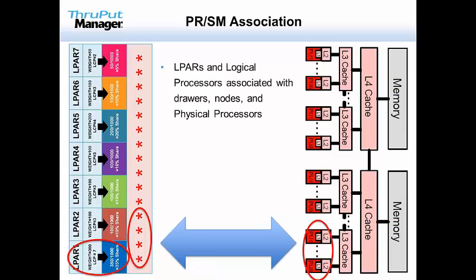Now, PRISM does this for you. You don't have to do this. You just configure your LPARs as normal. It will naturally align these things. It's my understanding that it will even move them if you make a configuration change. PRISM may actually move the allocation of your processors to other physical cores to keep them together within the same drawers, within the same nodes, and within the same processors.